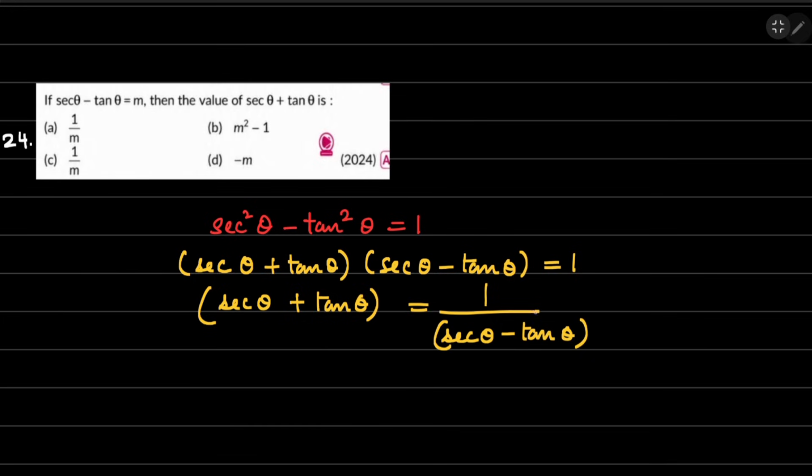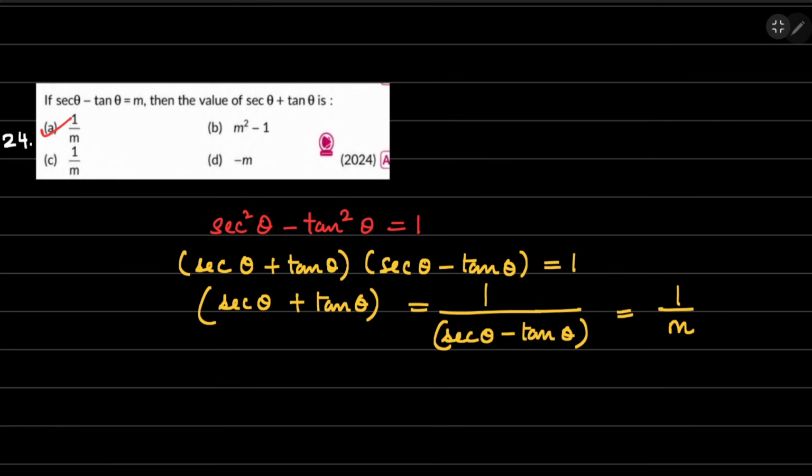So what is secant minus tan? It is m. So this is nothing but 1 by m. Always remember, if you are given any one, right? If secant minus tan is m, secant plus tan will be the reciprocal, 1 by m. So that's your answer. Option number A is your correct answer.